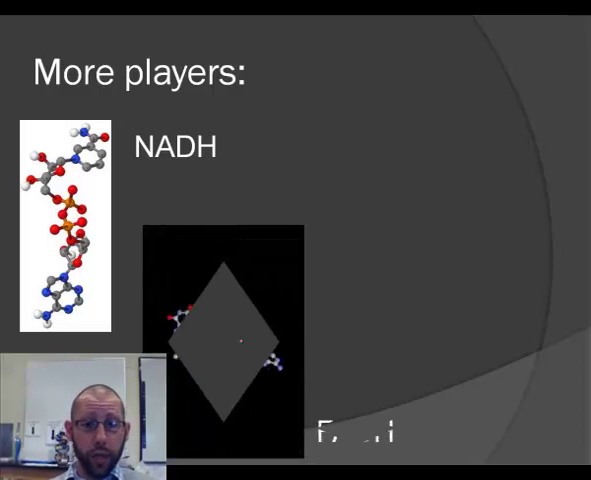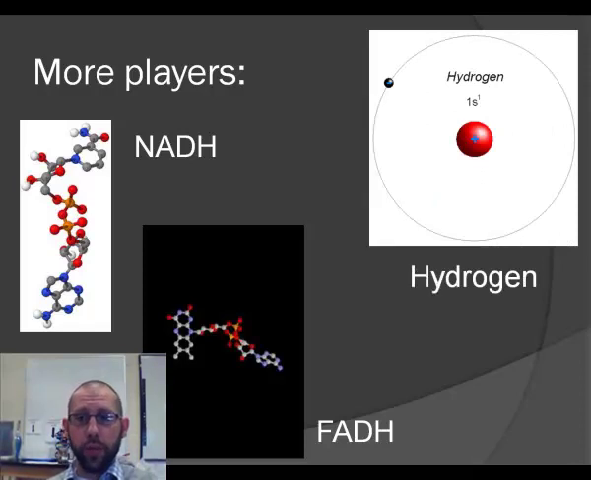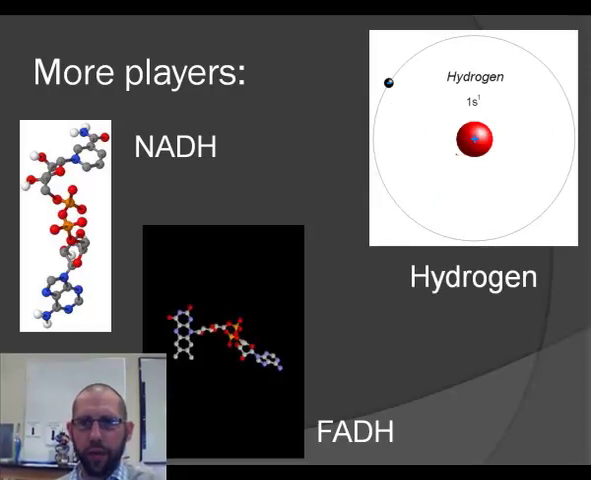The next one is called flavin adenine dinucleotide, or FAD. The H on the end of each of these refers to hydrogen. Now, he's probably the most important player in this because what we're after is hydrogen's electron. So here's an electron. There's one proton in a hydrogen molecule, and there's one electron.